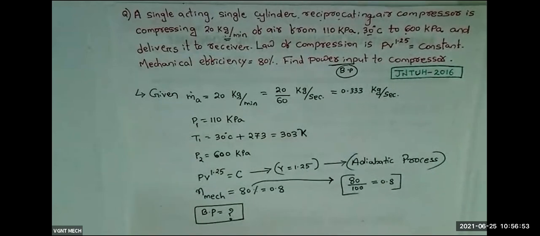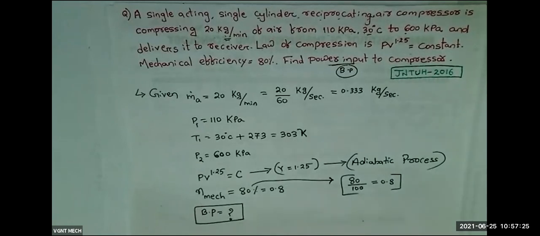Whereas if the problem is from an IC engine, then the power input to the IC engine becomes indicated power. So the input power will change. If it is an IC engine, then power input is indicated power. If it is a compressor, power input is brake power. Keep this in your mind. The formula will just reverse if we are applying it on the compressor.